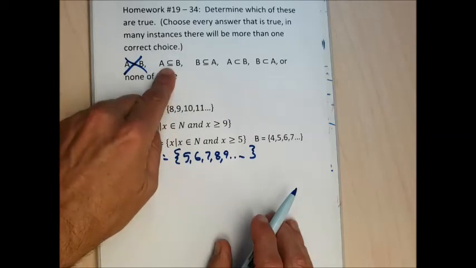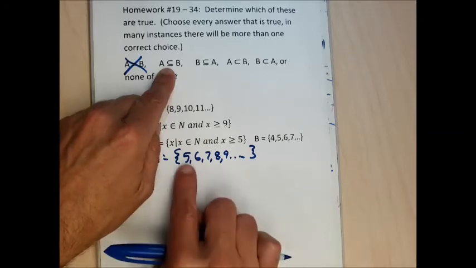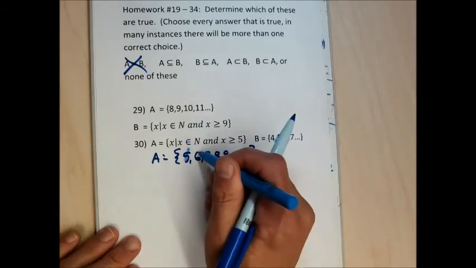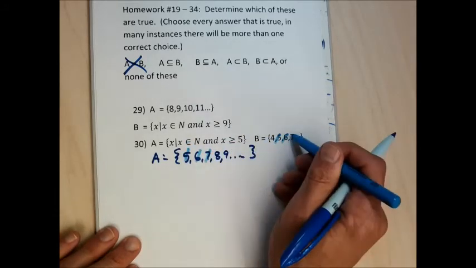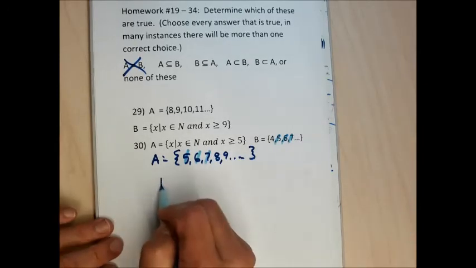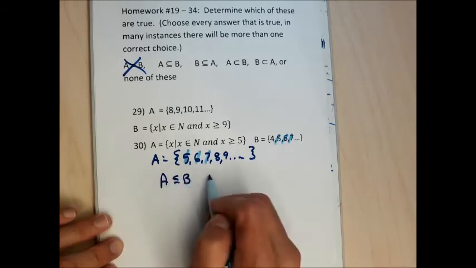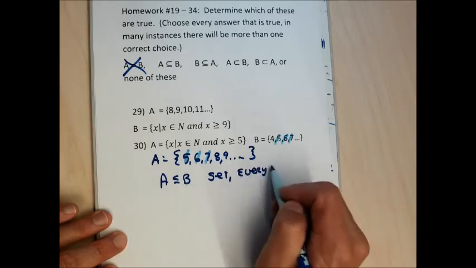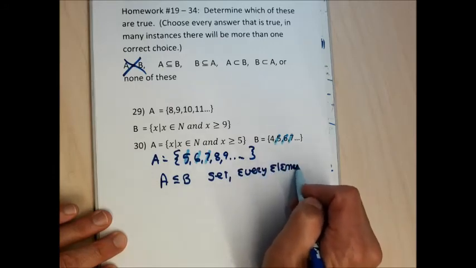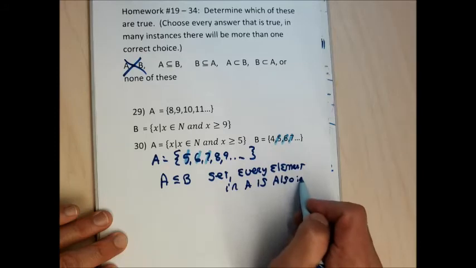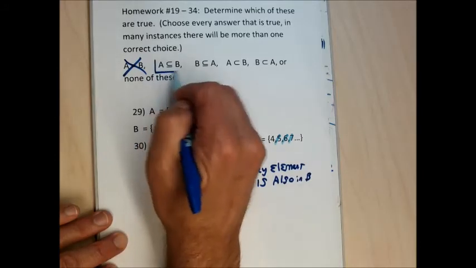Is A a proper subset of B? To be a subset, every element in A has to be in B. If I look at the elements of A, 5 is in A, 5 is in B, 6 is in A, 6 is in B, 7 is in A, 7 is in B, and the dots mean yes. So this satisfies the 2 rules. Is A a subset of B? It's a set, and every element in A is also in B. So it satisfies both of those, so that's true.